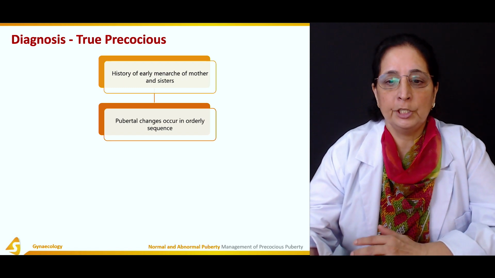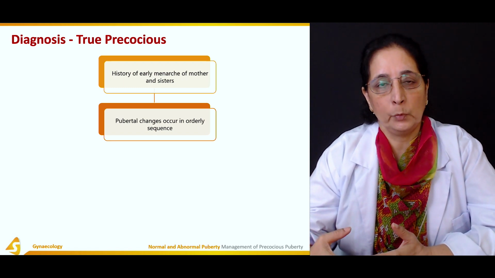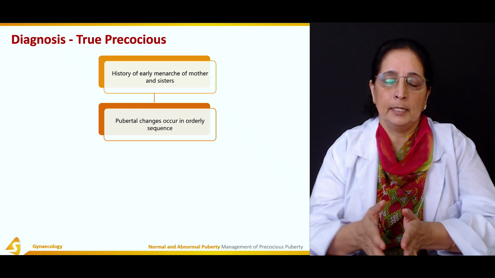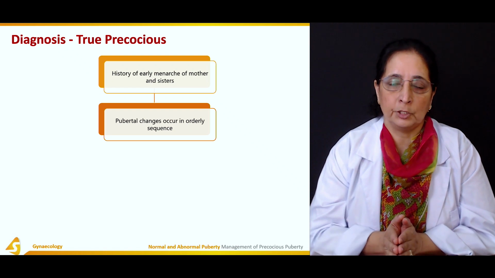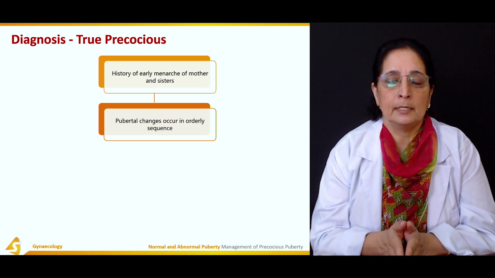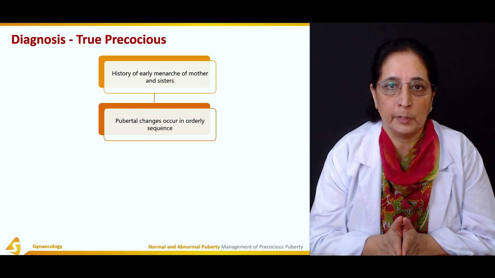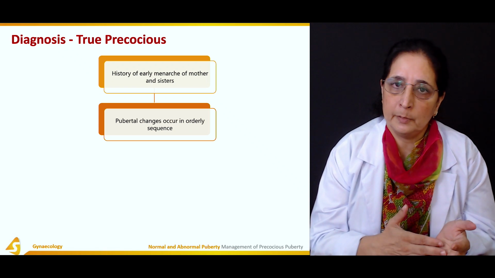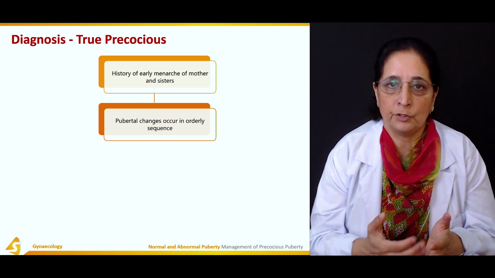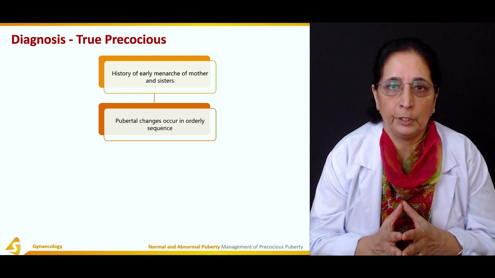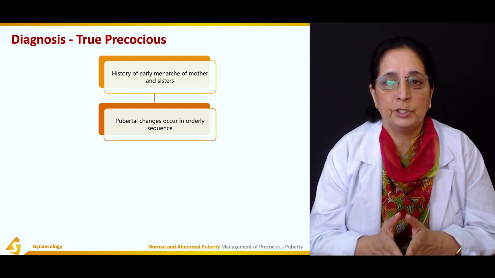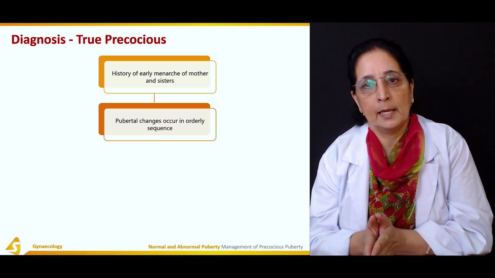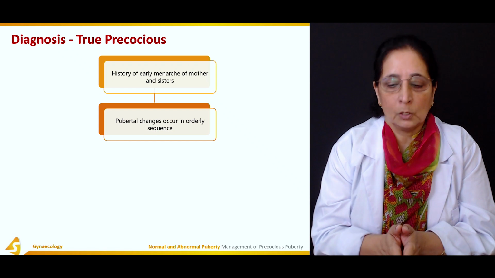Then pubertal changes occur in orderly sequence. If all the changes of puberty are occurring as the Tanner staging shows, it means that it's true precocious puberty. There might be a family history of precocious puberty, with puberty changes occurring in order, like breast, pubic and axillary hair growth, and the growth spurt.